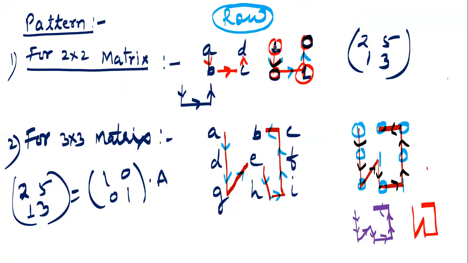This should be the pattern. This is the way. First I will change this element. I will make it 1. Then I will make it 0. Then 1. Then 0. This U pattern we should follow. Keep U in your mind. And this pattern.